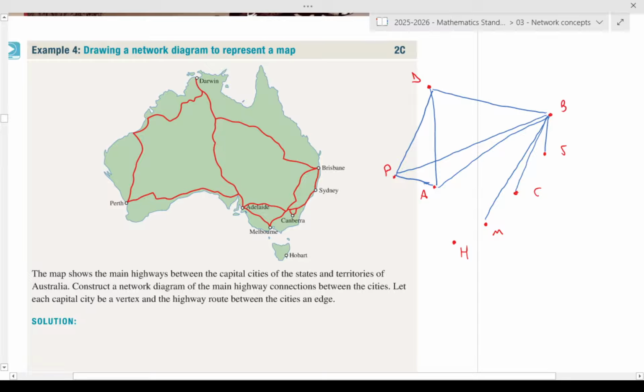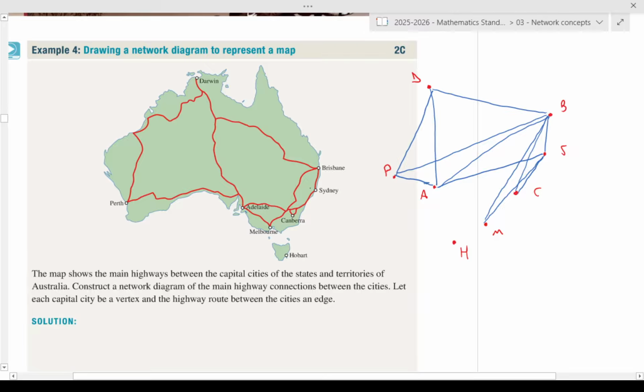And then from Sydney, I've obviously got Brisbane to Sydney. Now Sydney goes to Canberra. Sydney, I can also go to Melbourne. This is where it starts to get a bit compressed. Sydney, I can go to Adelaide, but I cannot go to Perth, or can I?